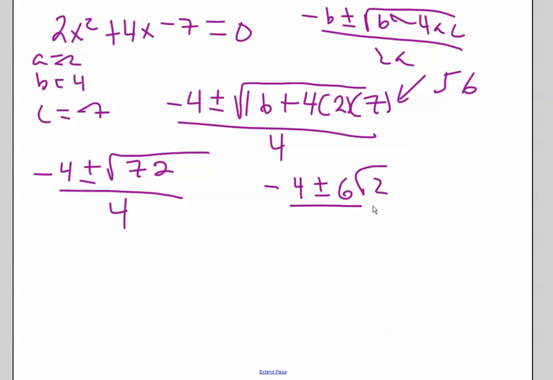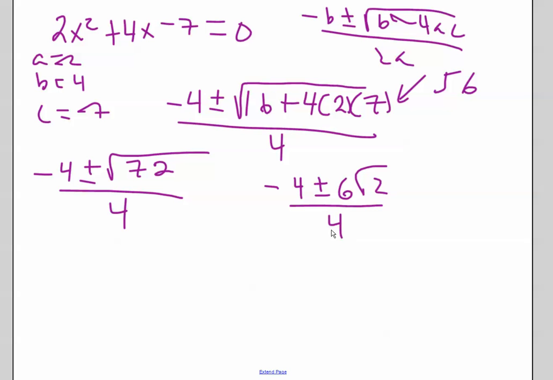radical 2 over 4. And just as a reminder, if you're an algebra student watching this, you probably want to go back to some algebra videos where they do step by step by step. I've skipped a few here. And this is for my geometry students.